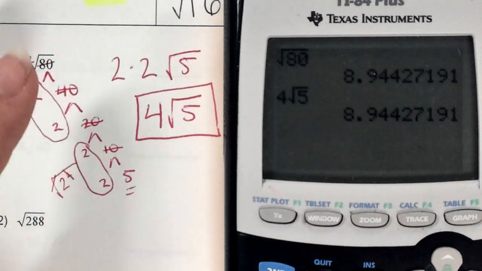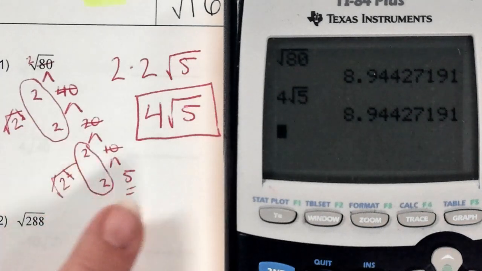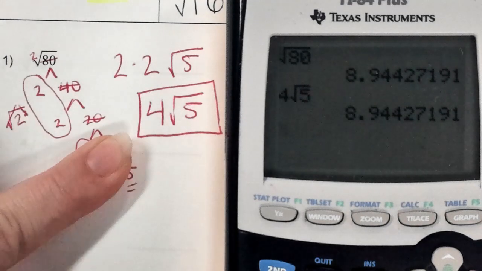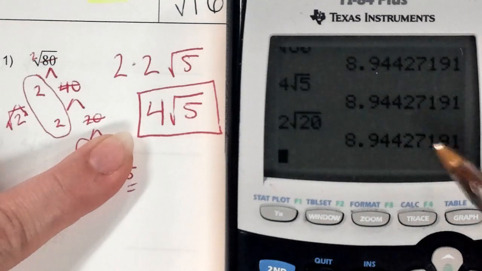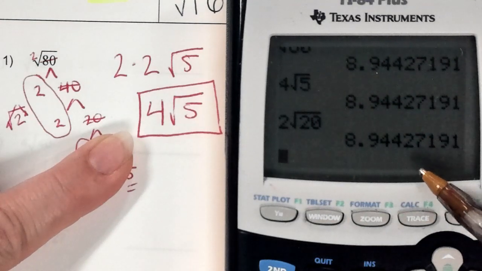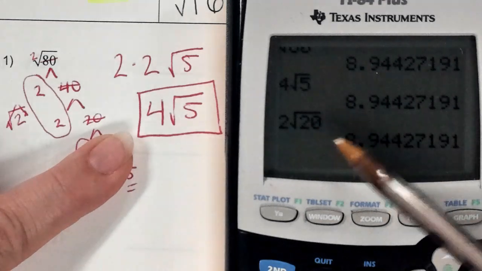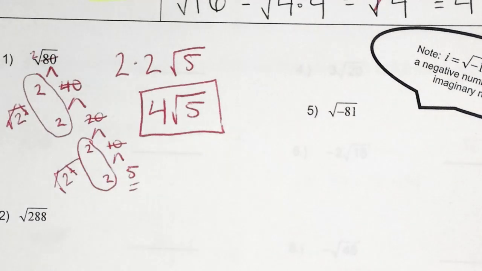Okay? What I want you to realize, though, is if you don't simplify it all the way, but you simplify it halfway, like if you would have stopped right here, you would have had a set of 2, and you would have had 20 left over, and you still get the same decimal. So just be careful. It doesn't always mean you simplified it all the way, but it means you're on the right track. Okay? So that's how you can check your work.